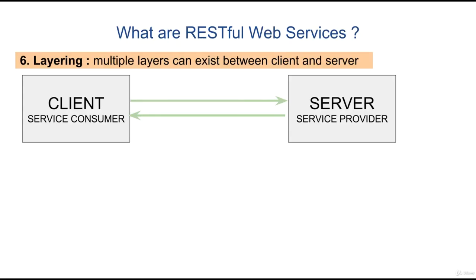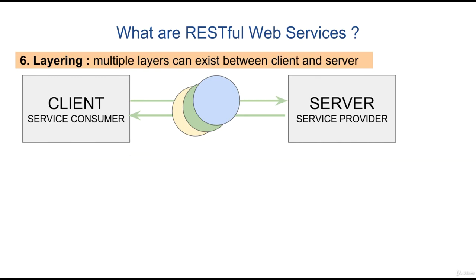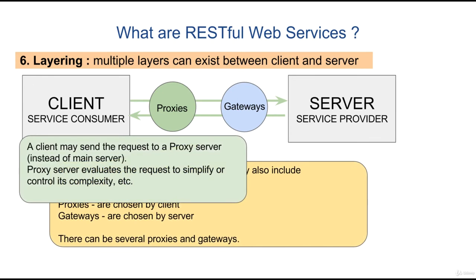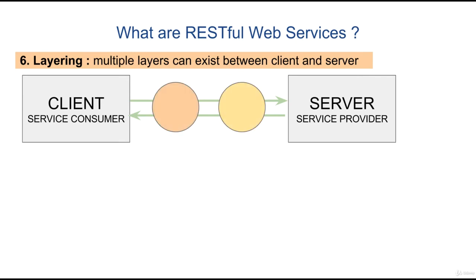Let us understand layering. Now, when there is this communication between client and the server, REST principle says that there can be multiple layers in between, and these layers can be HTTP intermediaries, and they can be used for a number of purposes. They can be used for message translation, improving performance, caching, etc. So we can also have layers like proxies and gateways. Proxies we can have for evaluating the request or simplifying the request, and gateways we can have for managing the traffic at the server end, and so on.